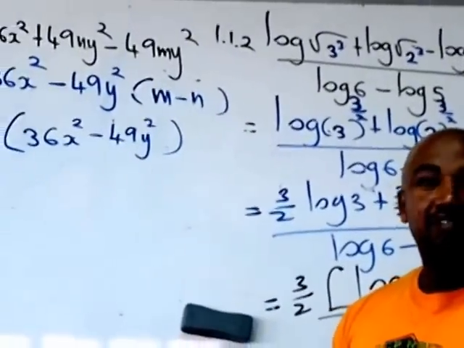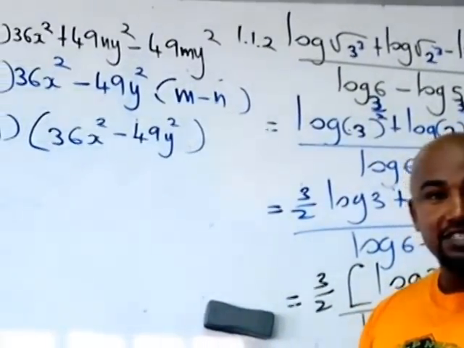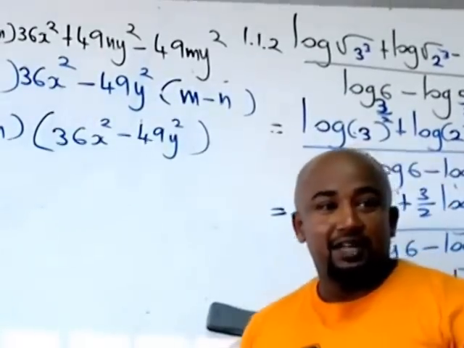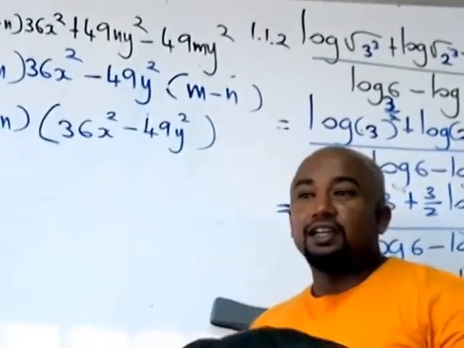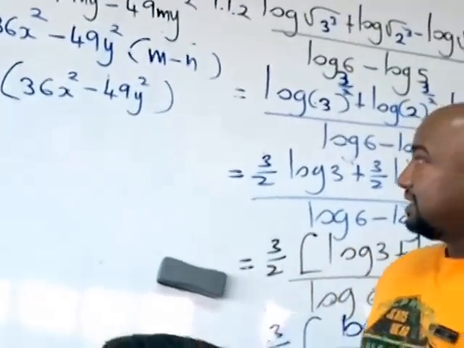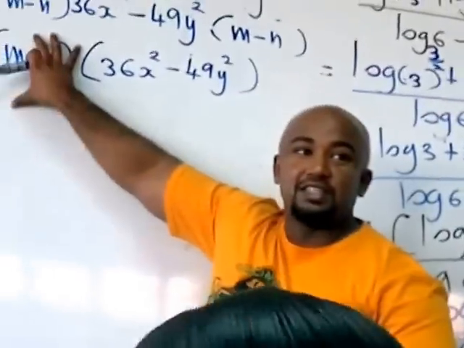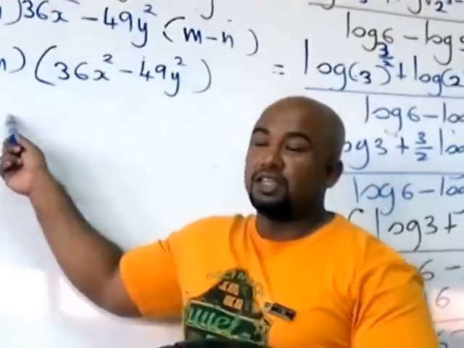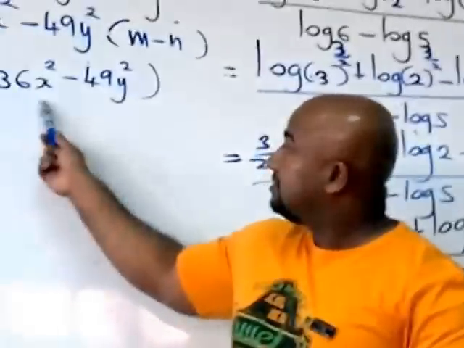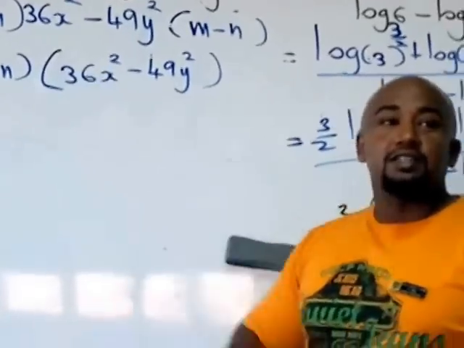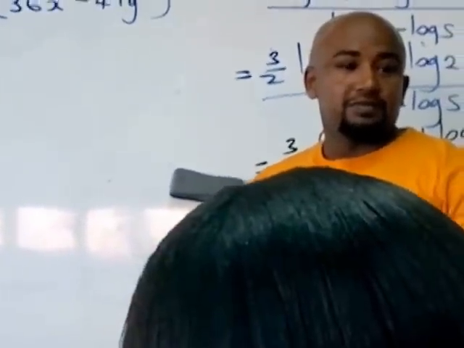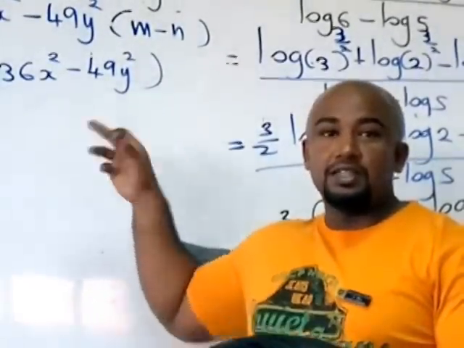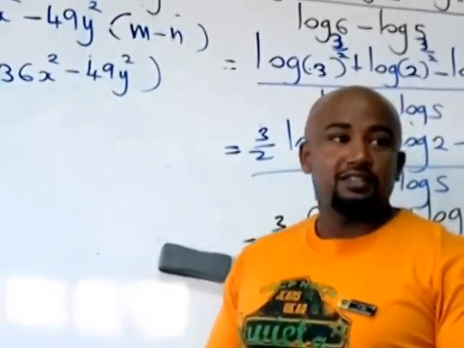Be careful, this is an exam, these are exam questions. After you factorize the first time, most likely that is not your final answer. We already have one of the factors here. There's nothing more we can do with m minus n. But look at this here. Straight away, you look at 36, what must you remember? That's a perfect square. Yes. 6 squared. 49? 7 squared.